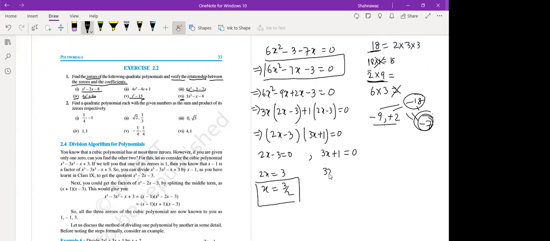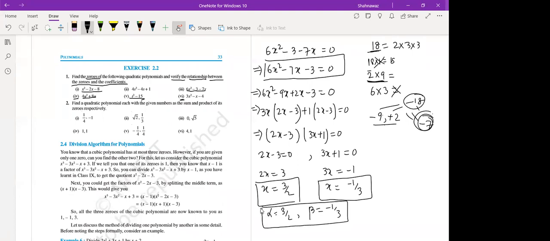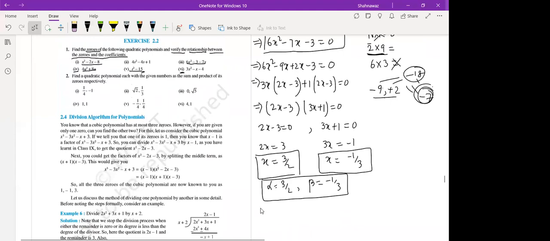And from here you have 3x equals minus 1, so x is minus 1 by 3. So you got alpha equals 3 by 2 and beta equals minus 1 by 3. And then the last part is about proving the relation. So let's just prove that.